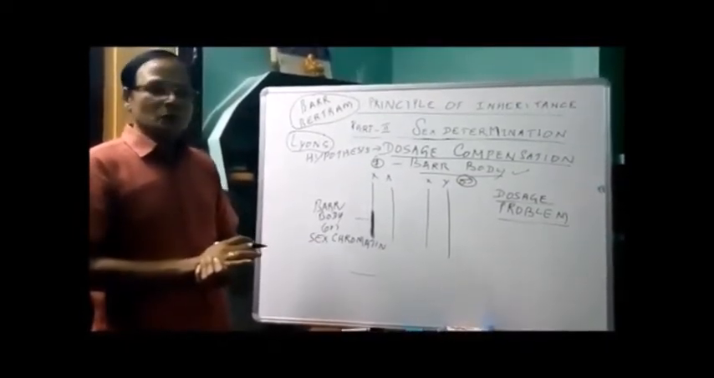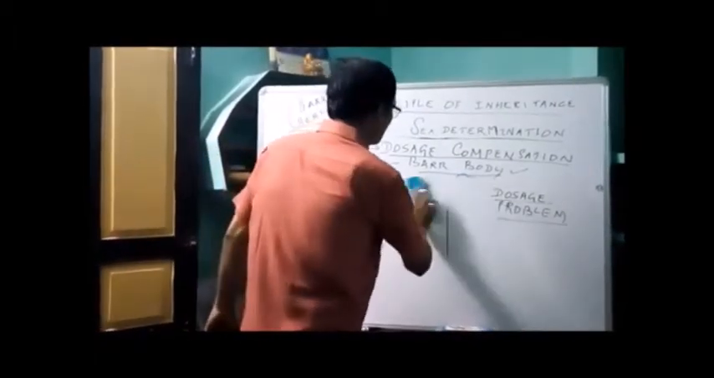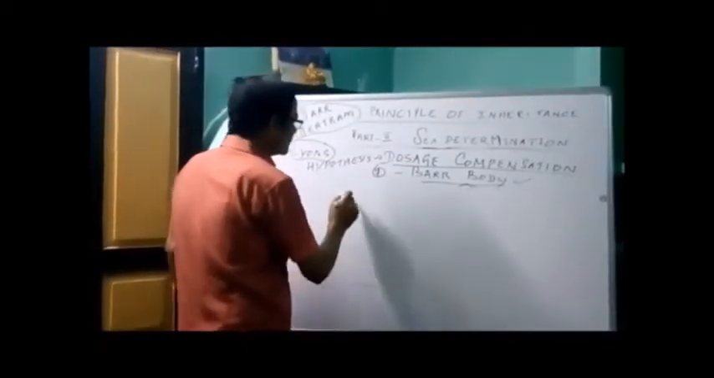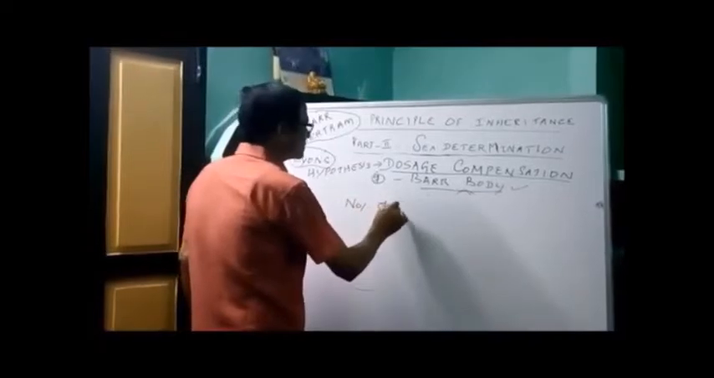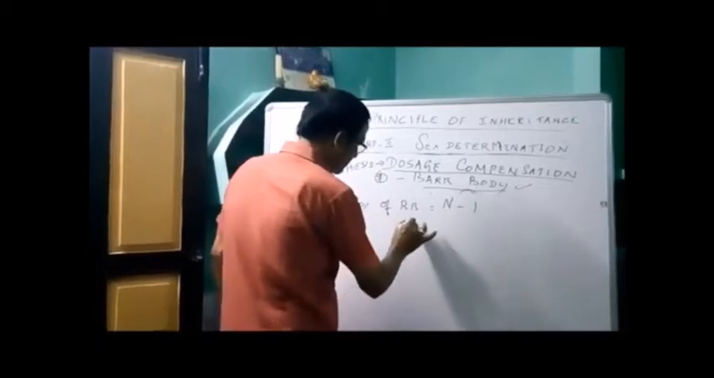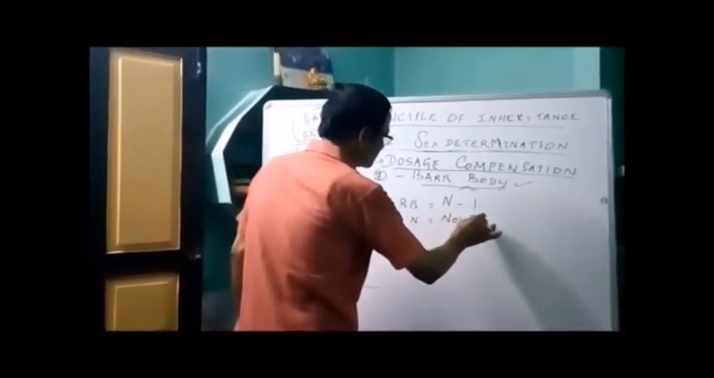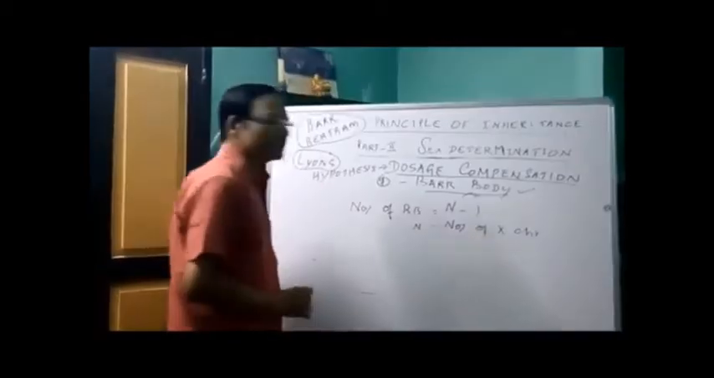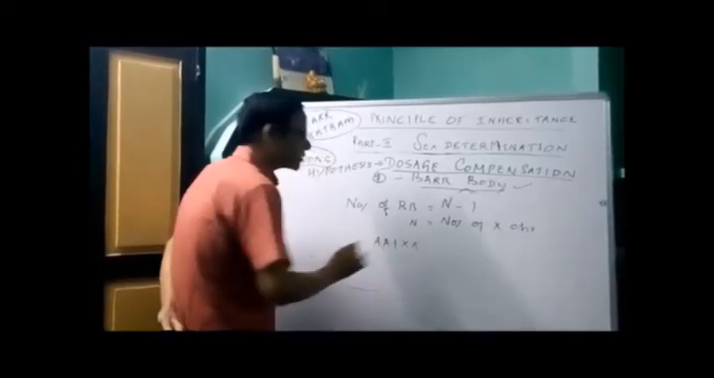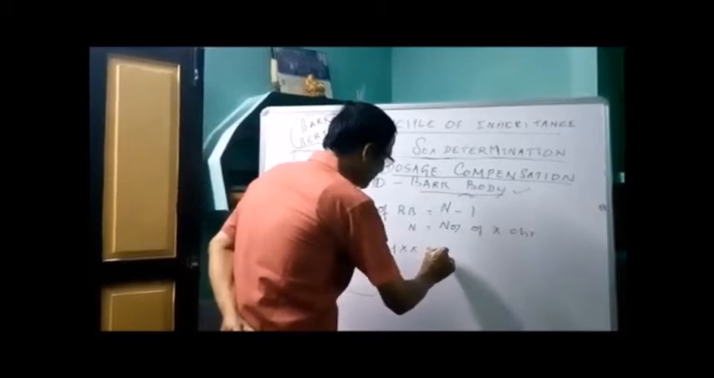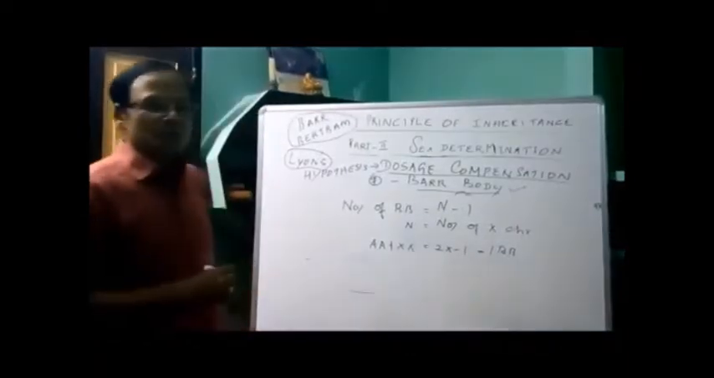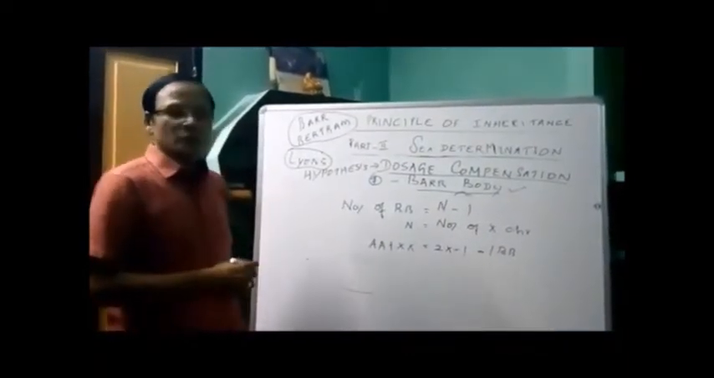Now, the Barr body follows what is called the N-1 rule. The number of Barr bodies is equal to N minus 1, where N is the number of X chromosomes. Suppose we are taking a normal female, they have 2 X chromosomes. Here we have 2X minus 1, so they have 1 Barr body. So if 1 Barr body is present, then that individual is called a female.